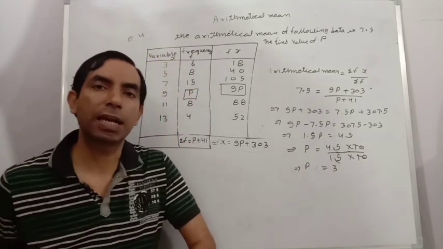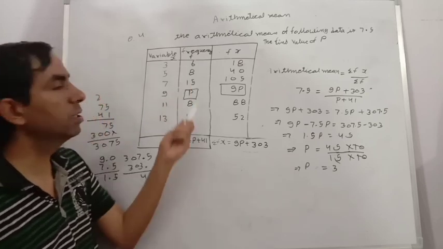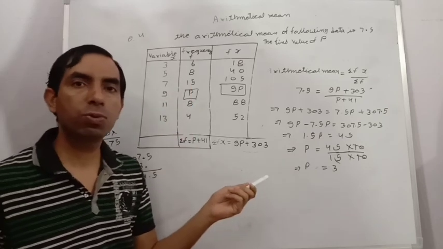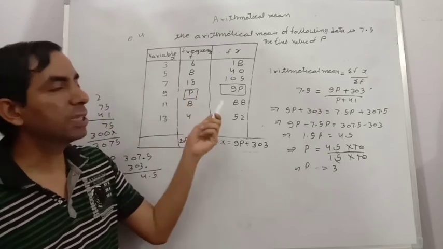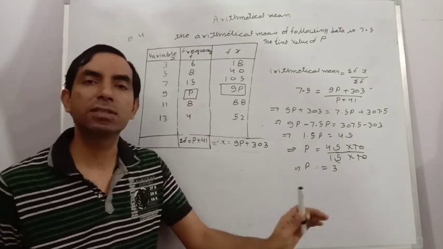By this method we can calculate the alphabet in an ungrouped frequency distribution table. So if you solve any question with an alphabet by this method, then you can be confident your answer is right.